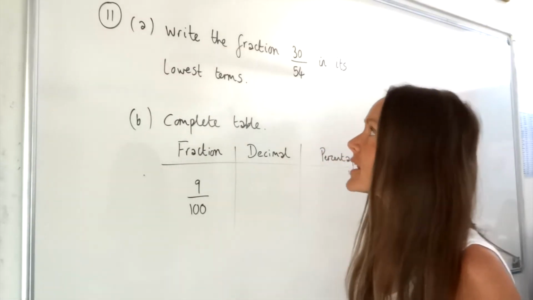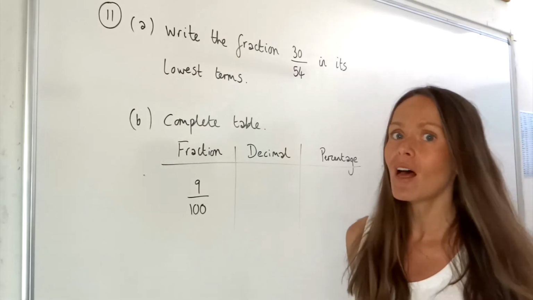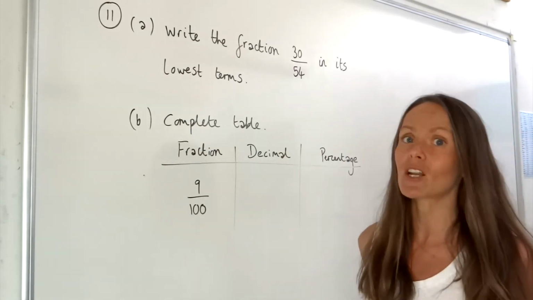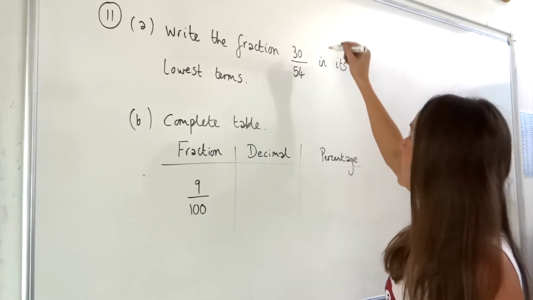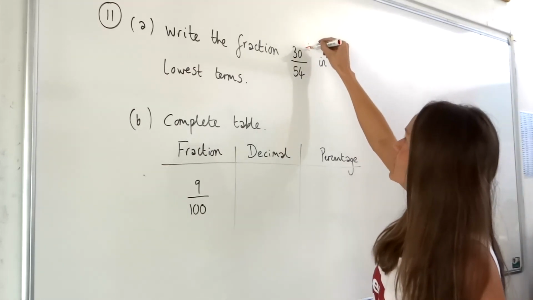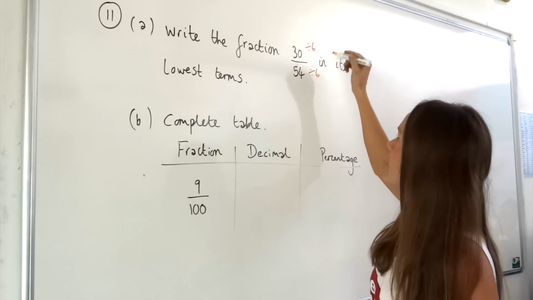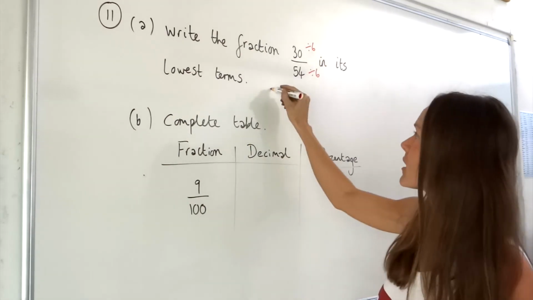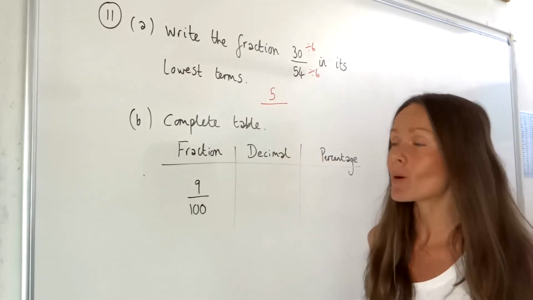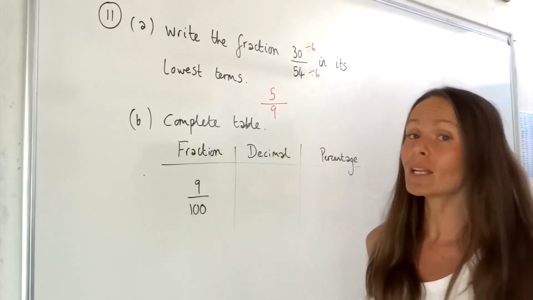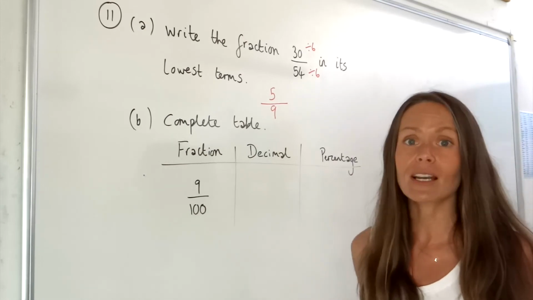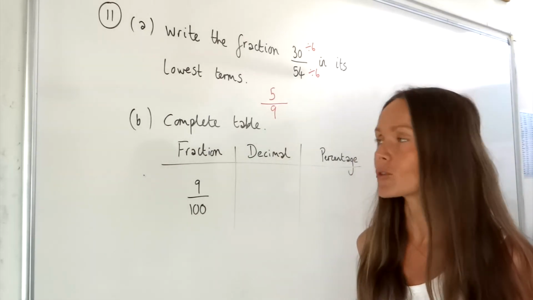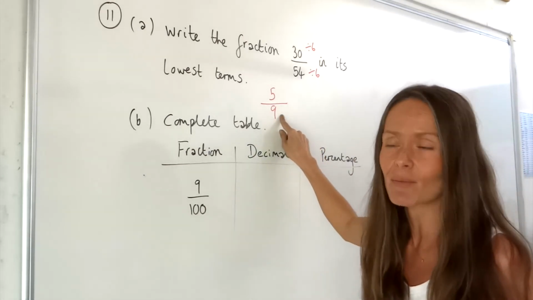Okay, so in 11A, we have to write the fraction 30 over 54 in its lowest terms. So you might just be able to do this one in your head. The common factor in 30 and 54 is 6. So if I divide 30 by 6, I get 5. And if I divide 54 by 6, I get 9. Equally, you could just put that fraction in the calculator, and the calculator should be able to simplify it for you. Okay, you'll get exactly the same thing.